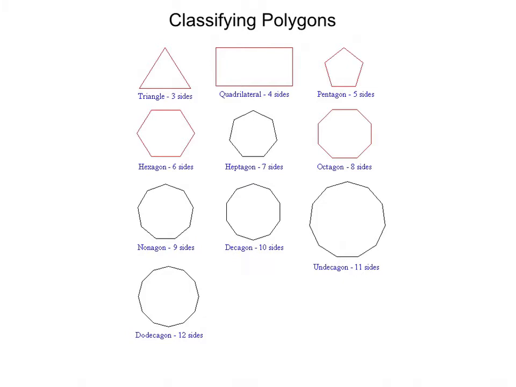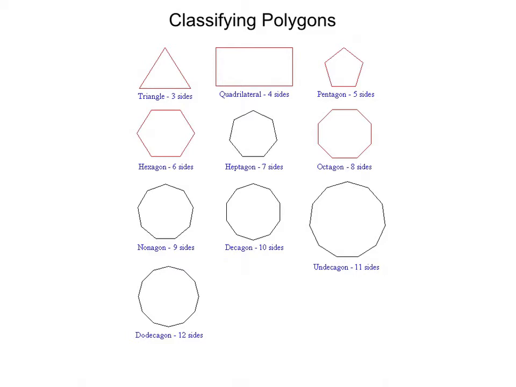So here you can see that we have a bunch of different polygons. Some of these you probably already know really well. For example, a triangle and a quadrilateral, you probably know those. You probably also know hexagons and octagons. Some of these other ones may not be so familiar, but as you can see, most often polygons are classified by the number of sides that they have.